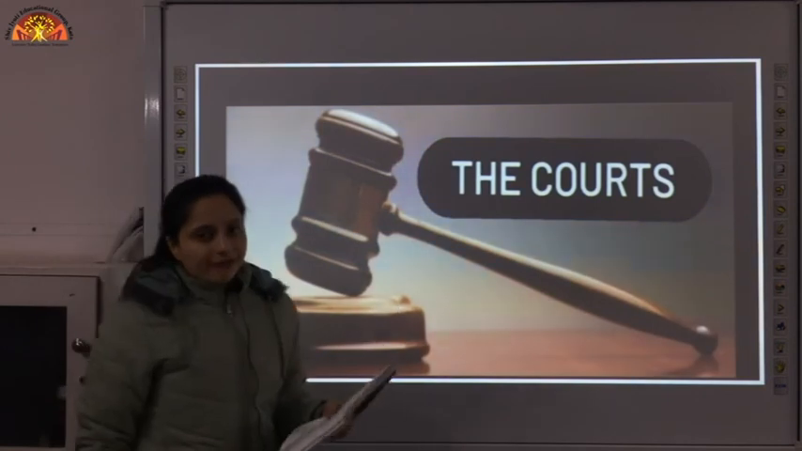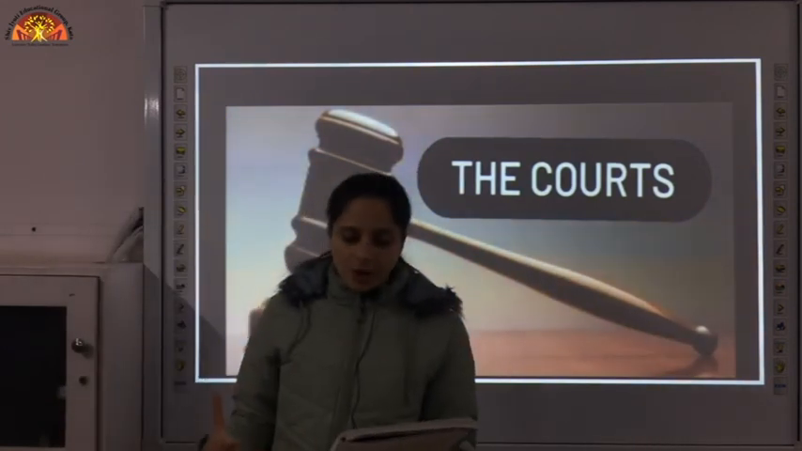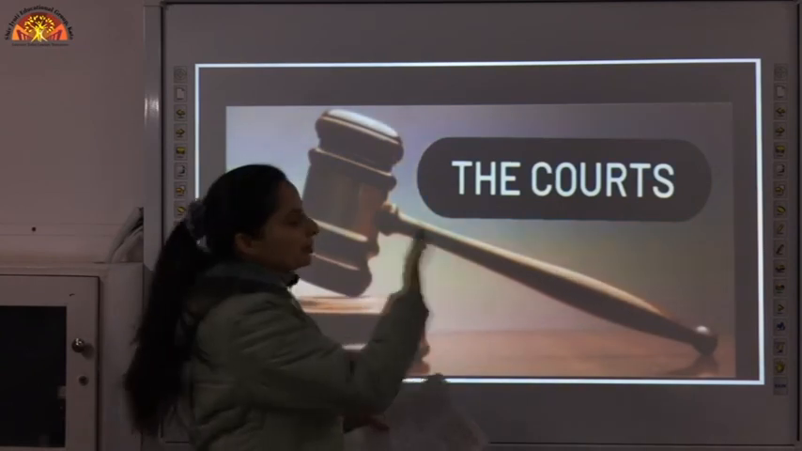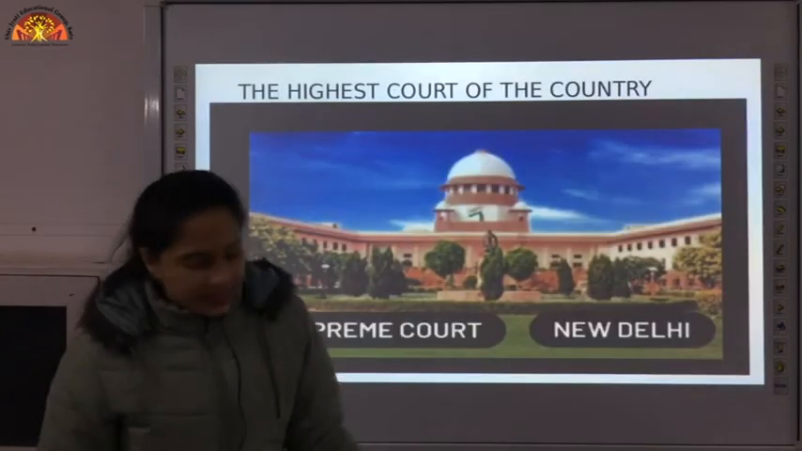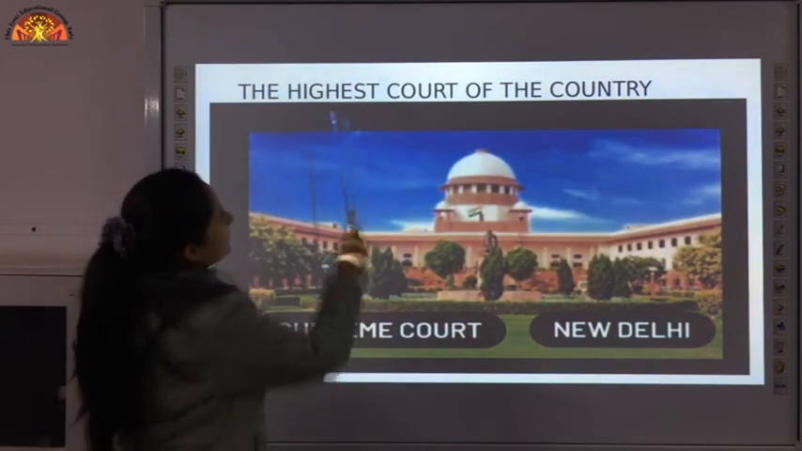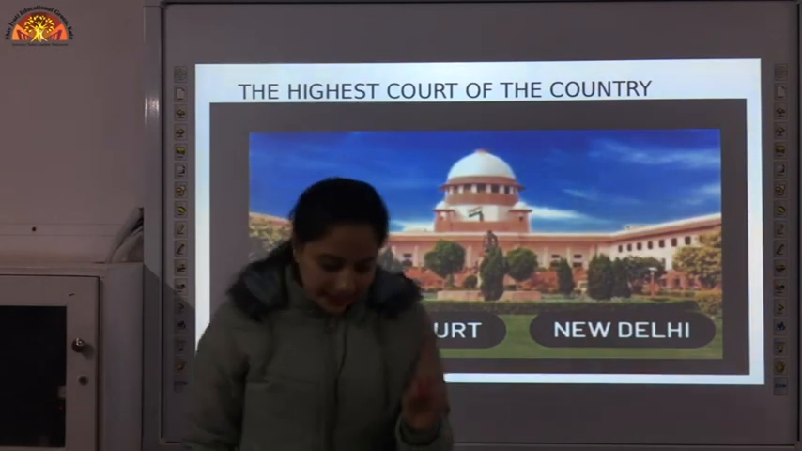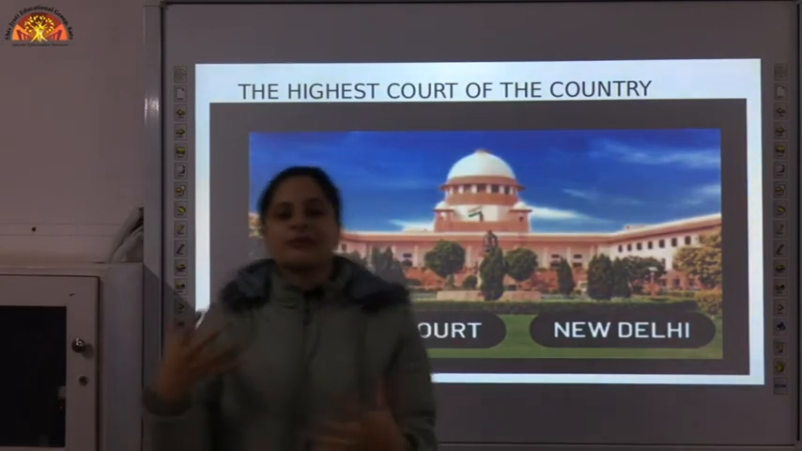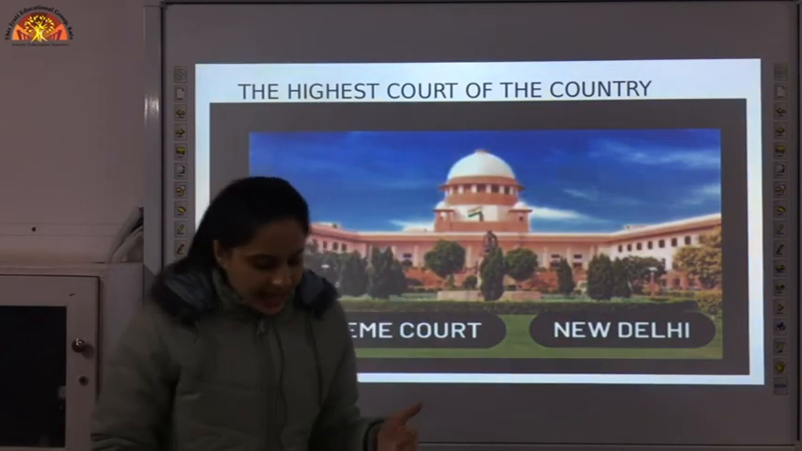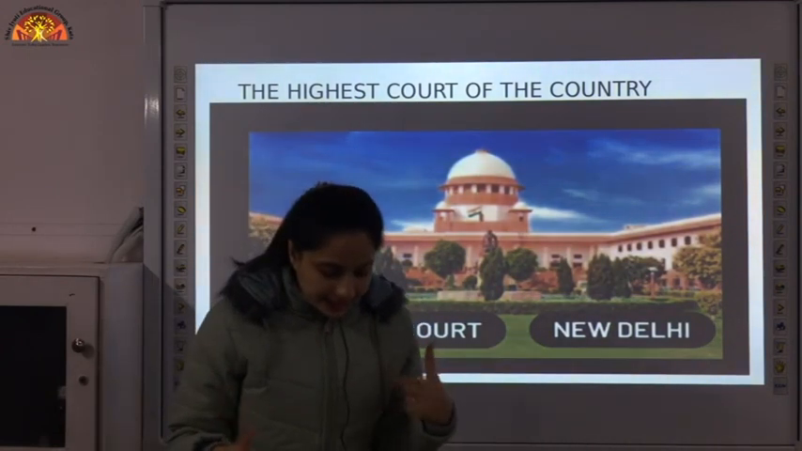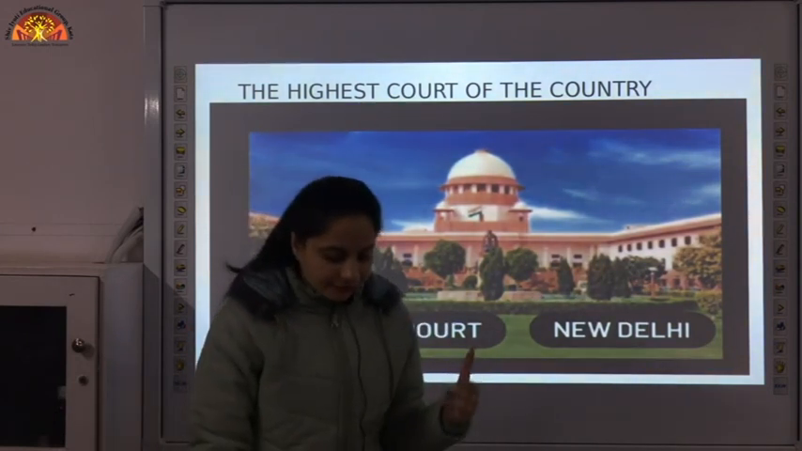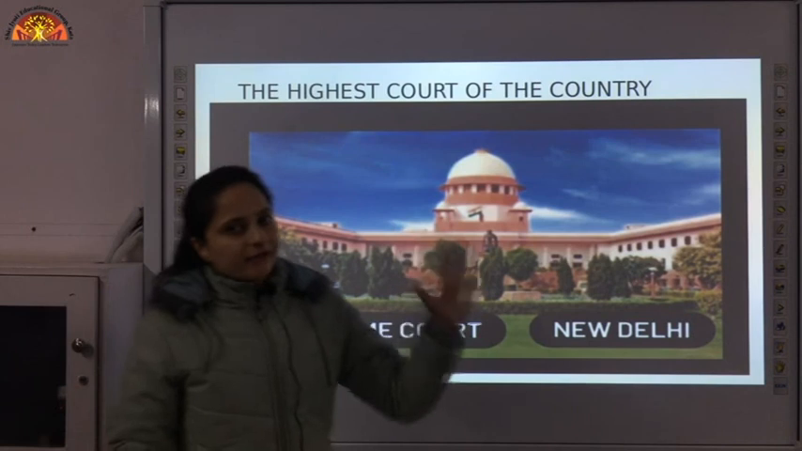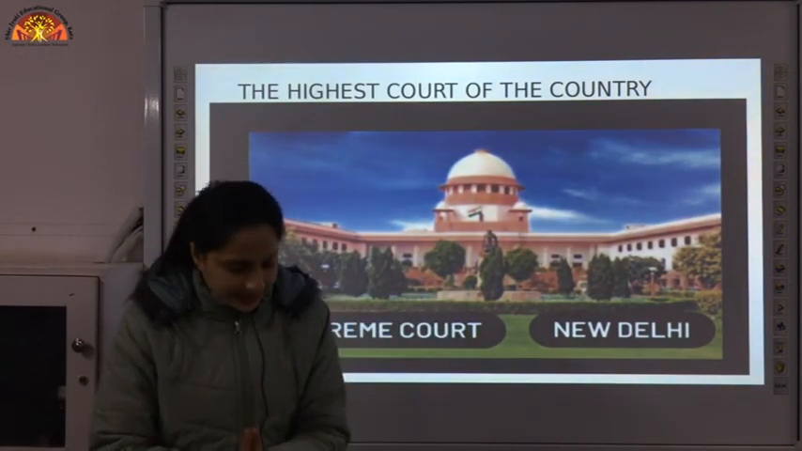Now we'll talk about the courts. If any citizen of India feels that his or her fundamental rights are being denied, that means being refused, he can approach the court. And you know that the Supreme Court at New Delhi is the highest court of the country. You can underline this in your book also, and its decision on any matter is final. The highest court in a state is the High Court, and further we have district courts at the district levels. So we approach the courts if any of our fundamental rights are being denied.